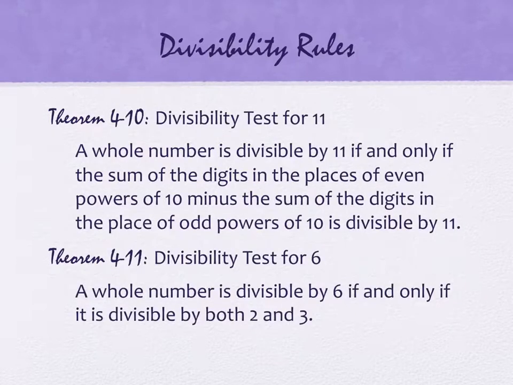So this is the divisibility test for 11. I'm going to let you write it down, and then I'll show you how it works, because it doesn't really sound very nice to write down. A whole number is divisible by 11 if and only if the sum of the digits in the places of even powers of 10 minus the sum of the digits in the places of odd powers of 10 is divisible by 11.